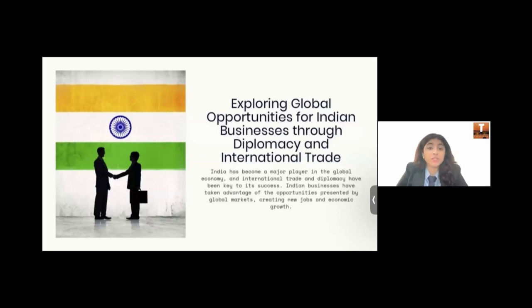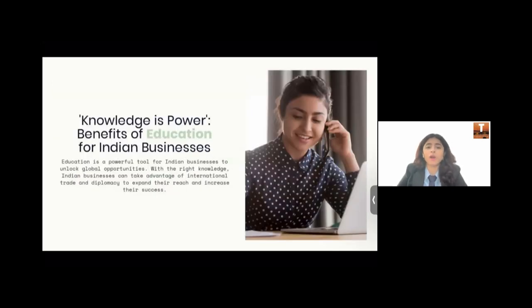Last is government support, which is very important. The Indian government plays a crucial role in supporting businesses through various initiatives and policies. This includes providing financial assistance, export promotion schemes, and tax incentives to encourage businesses to explore global opportunities. And these diplomatic channels can work in collaboration with government agencies to ensure comprehensive support for Indian businesses in their global endeavors.